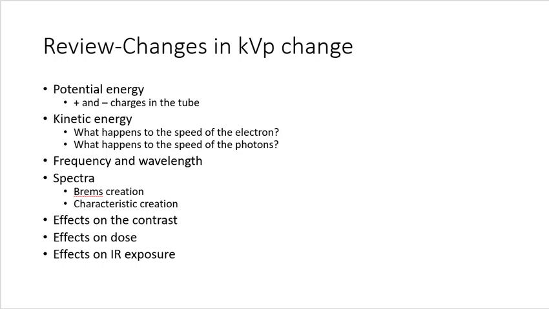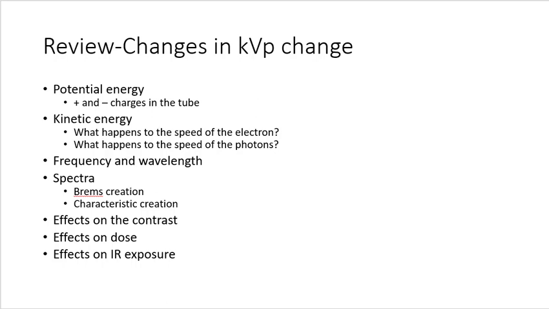So what do we get? Well, as we increase kVp, we're going to increase grayscale, increase latitude, decrease contrast, increase patient dose. So now the effects on the image receptor, we got to consider that as well. So the same thing is going to happen as we increase patient dose.